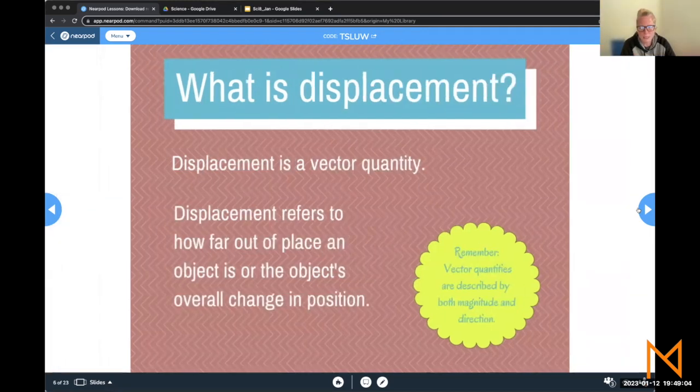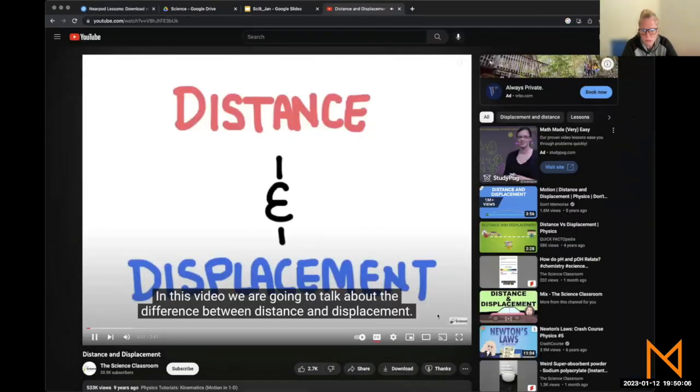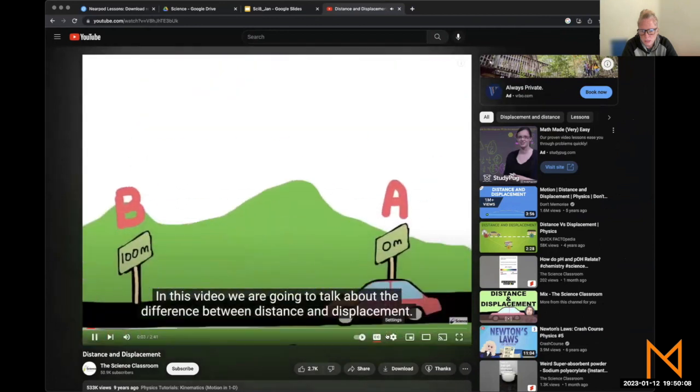That's it. What is displacement? Well, displacement is a vector quantity. This refers to how far out of place an object is from its original position, its change in position. So this one, we're going to talk about magnitude and direction. Okay, so this one, we have two components to it. Today we're going to talk about the difference between distance and displacement.